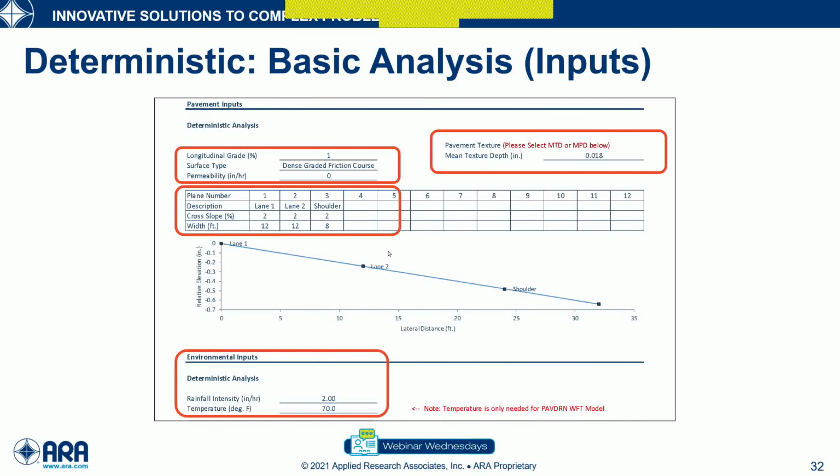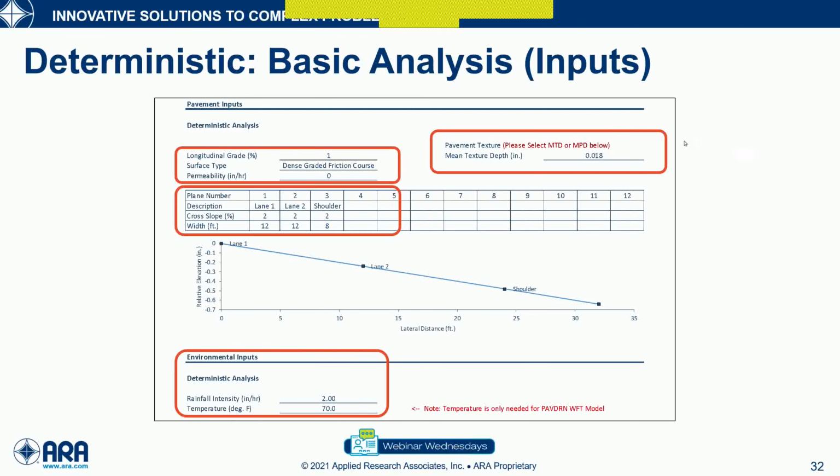And the first analysis option is the basic analysis. This is the most basic mode of hydroplaning analysis. You can use this option if you want to explore results from different water film thickness models or hydroplaning speed models. You can also use this option if you're only interested in calculating the water film thickness and the hydroplaning speed for a given set of inputs.